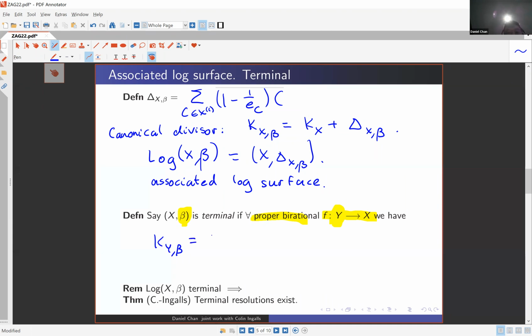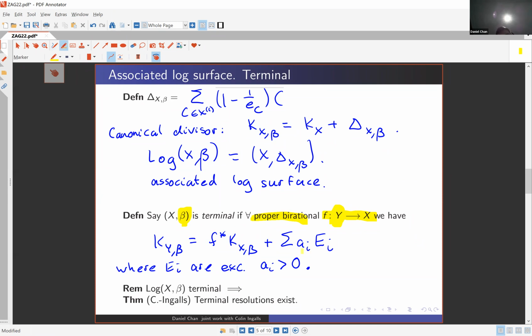And then you want to write that as f upper star of K_X beta plus some linear combination of exceptionals, a_i E_i, where the E_i are exceptional curves. For it to be terminal just means that the a_i are all strictly positive. That's the natural thing you would expect. And more generally, you can use these a_i to define things like discrepancy, and then you can define also the notion of canonical and log terminal, if you like.